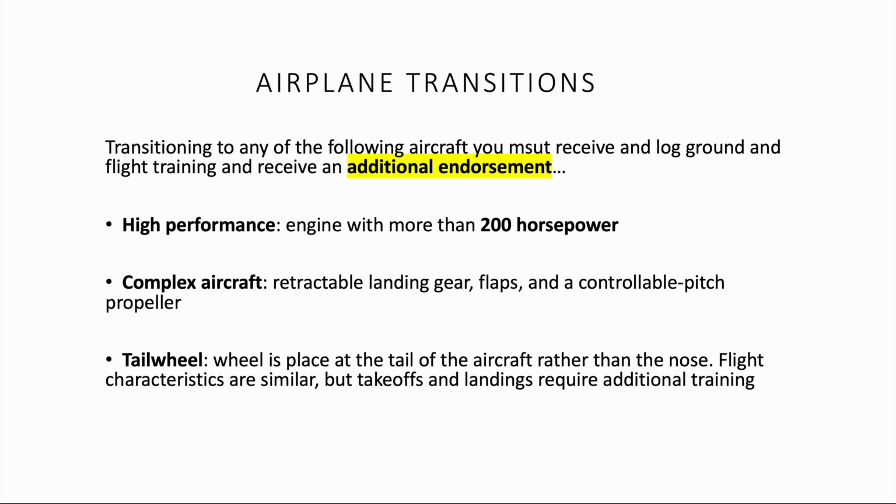So, airplane transitions. You are licensed in an airplane single engine land. If you're going to fly anything else, there's something called high performance, which is an engine of more than 200 horsepower. It's not 200 or more, it's more than 200. There are some engines that are exactly 200, and that doesn't meet the high performance requirement. So it has to be greater than. A complex aircraft is going to have retractable landing gear, a controllable pitch propeller, and flaps.